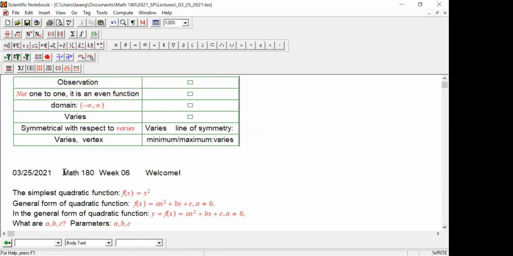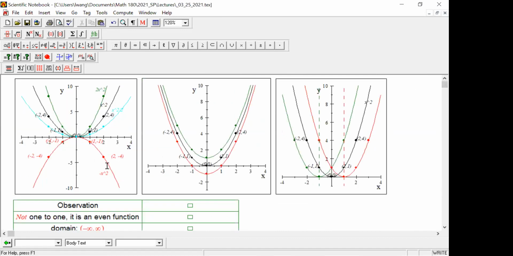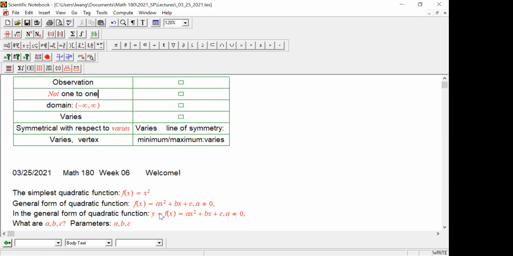Now, from these pictures, some of these are even functions, right? For quadratic, and some of them are not. Therefore, we cannot keep this feature because not every quadratic function is an even function, right? So we're going to remove that. Does everybody follow me? It is no longer an even function.